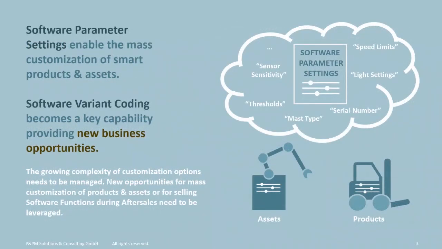Software parameter settings enable the mass customization of smart products and assets. Software variant coding becomes a key capability, providing new business opportunities. Via software parameter settings, you can configure sensor sensitivity, thresholds of assets, serial numbers, different functions like speed limits and light settings.